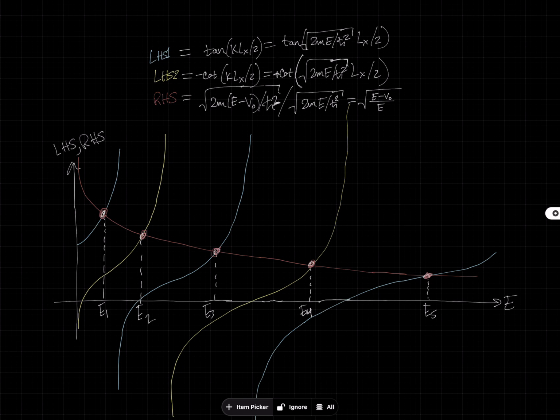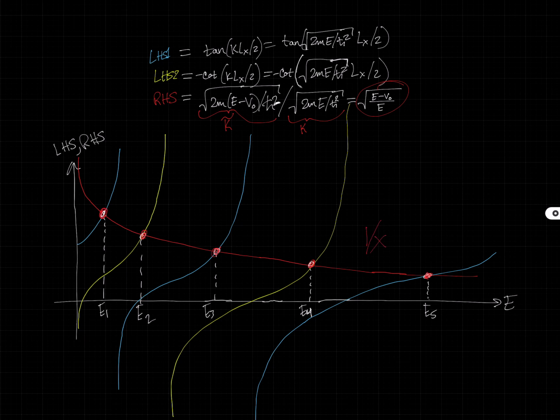Likewise, you can do this for minus cotangent of this argument here, and you get the yellow lines. I tried to color code them here. And then you can take this kappa and k, which is just the ratio between the two, and what you get is this value here, the square root of E minus V naught over E. And that is, of course, a decaying, or a 1 over x, function, right?